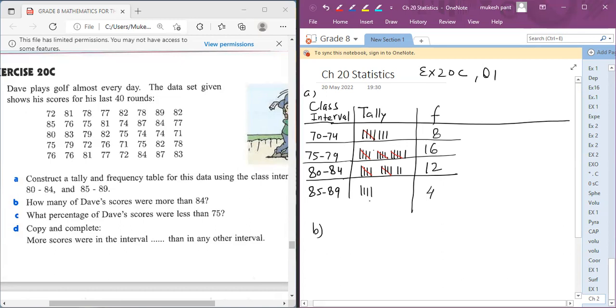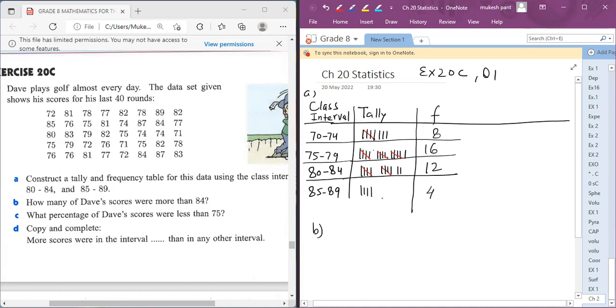But we have to write the frequency, because what is he asking? How many of Dave's scores were more than 84? So there are 4 scores which are greater than 84, right? Obviously they will be from 85 to 89, but there will be 4 scores which are greater than 84. Am I correct? Valia and Karen, Kyla, understood this one?